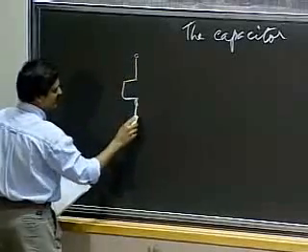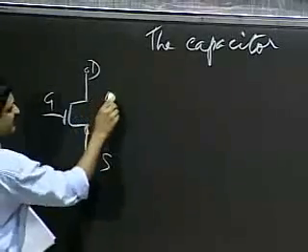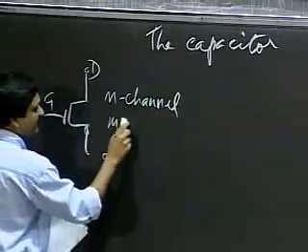So this is the MOSFET that you've seen so far, drain, gate, and source. Okay, this is called an N-channel MOSFET.